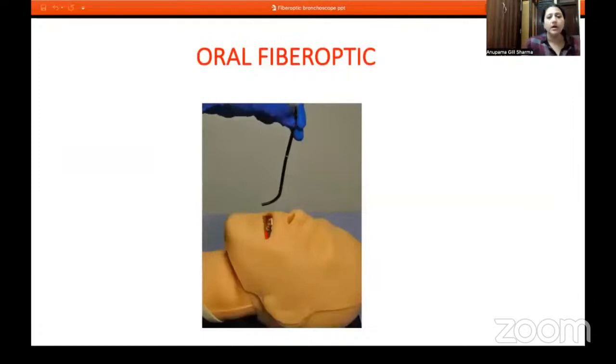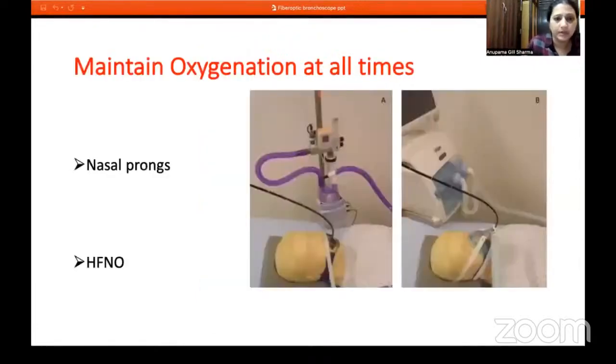This is to show how one should angulate the tip of the fiber optic scope. If one is attempting through the oral route, it should be around 35 to 40 degrees anterior, so that the operator doesn't get lost into the side areas in the oral cavity. One does not have an oral airway here, and this is for an anesthetized patient.